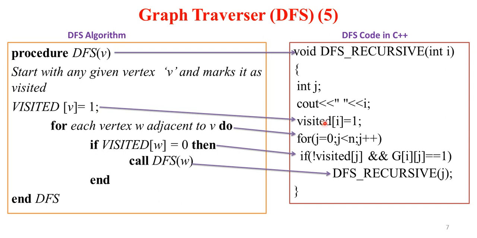We maintain one visited array as part of the class in which this function is implemented. This is C++ code, so this function will obviously be put in some class. There, visited of I, the starting vertex, is marked as 1. Then for all the vertices which are adjacent to the initial vertex v, that is w, here v is I, and all the vertices adjacent to I are nothing but j.